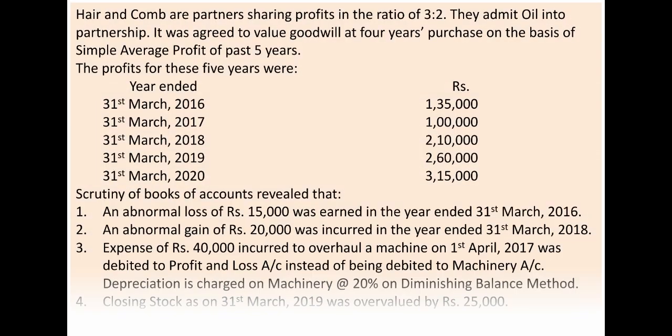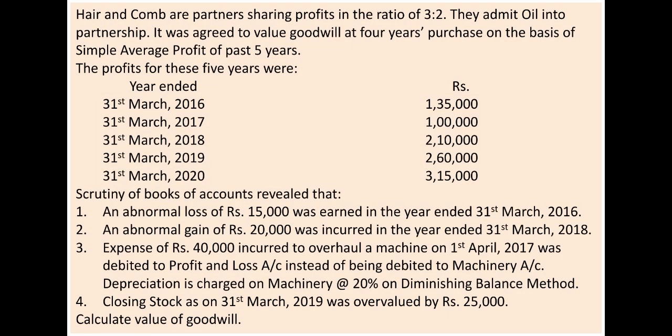Let's start a question. Please pause the video and write down the question. Let's read. Hari and Ram are partners sharing profit in the ratio 3 is to 2. They admit Om into partnership. It was agreed to value goodwill at 4 years purchase on the basis of simple average profit of past 5 years. So from here we got past 5 years means number of years as 5 and number of years purchase as 4. Then profits are given to us.